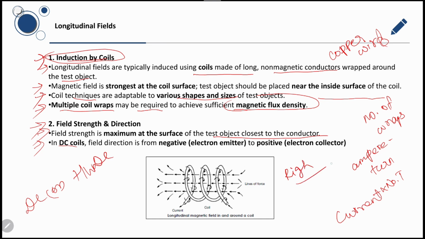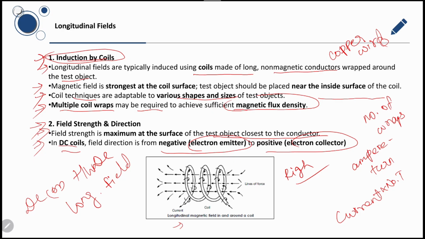In DC coils, electrons flow from negative, that means the electron emitter, to positive, the electron collector. The magnetic field direction follows this current path, ensuring a longitudinal field through the object. In AC coils, the direction alternates continuously, giving strong surface magnetization but shallow penetration.